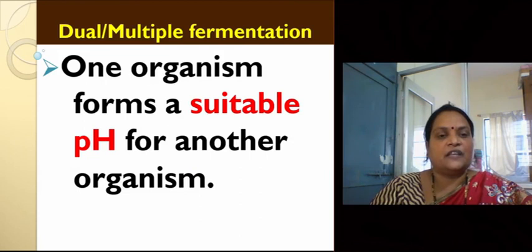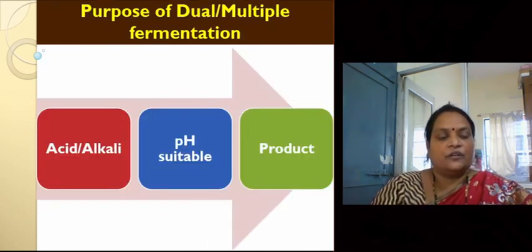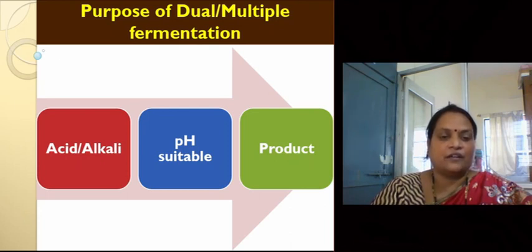The next purpose is one organism forms a suitable pH for another organism. During the growth of the fermentation organism, acidic or alkaline metabolites are produced. It will change the pH of the medium and it will make the pH unsuitable for growth of the production strain. This excess acid or alkali produced will be removed by another organism, means it will be neutralized by another organism and therefore the pH will be made suitable, which will allow the growth of the fermentation organism to product accumulation.